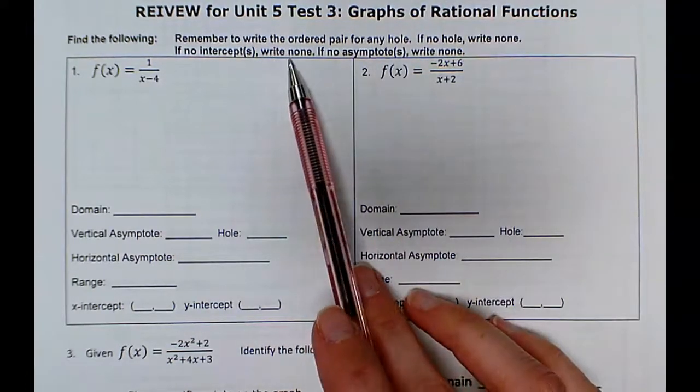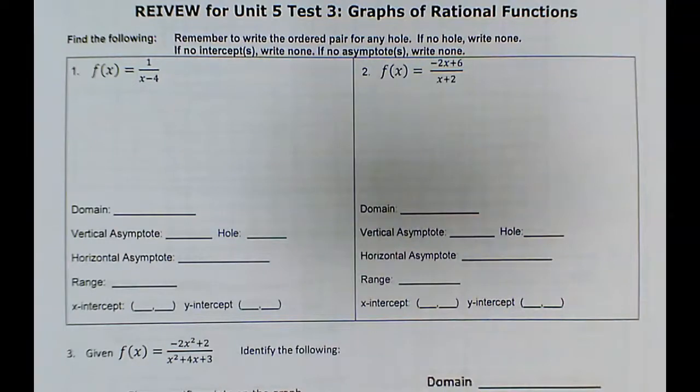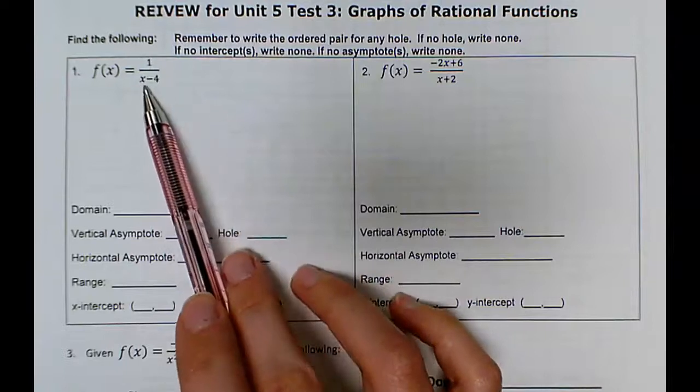If there's no intercepts, write none. If there's no asymptotes, write none. So it's important to not leave anything blank to make it look like you didn't do something. Just write none if there isn't anything there for that particular characteristic. So for number 1, the function is f of x equals 1 over x minus 4.